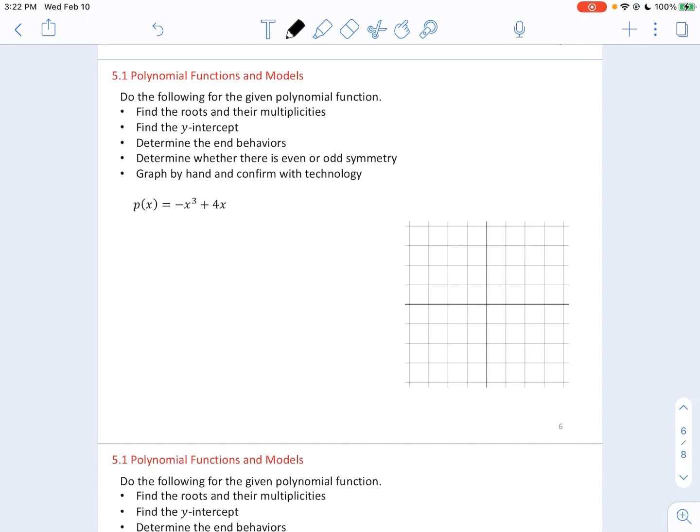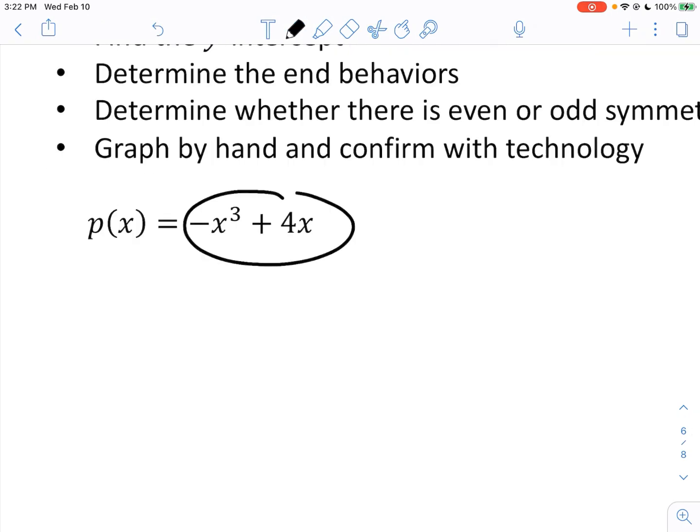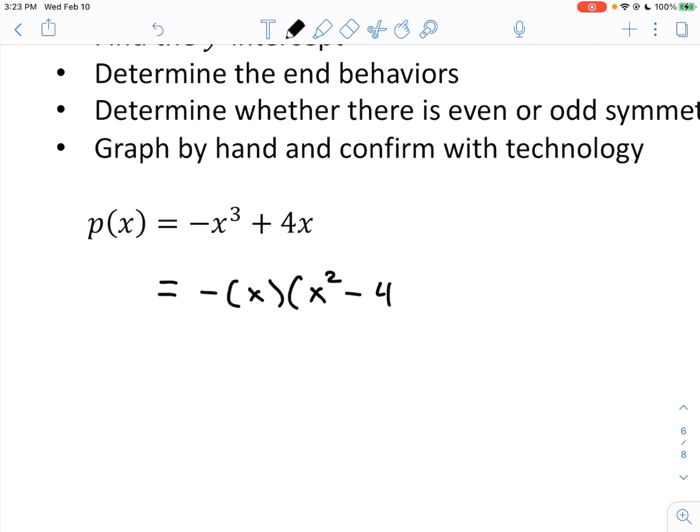Do the following for the given polynomial function. Find the roots and their multiplicities, find the y-intercept, determine the end behaviors, determine whether there is even or odd symmetry, and graph by hand and confirm with technology. So we have to do some factoring here. Notice there's no constant term, which means there's some x's that could be factored out. I usually pull out the negative, look for any common numbers in the coefficients that could be factored out. Looks like the best I can do here is to factor out a negative 1 times an x times an x squared minus 4.